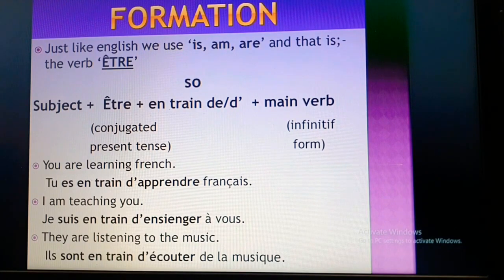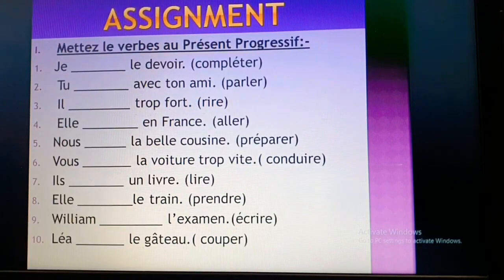Unless and until you understand the concept, please do not move on with this video. Is that clear? Now the next will be your assignments. The assignment says put these verbs in present progressive form. I have given you 10 verbs and 10 sentences in which you have to fill in these verbs.